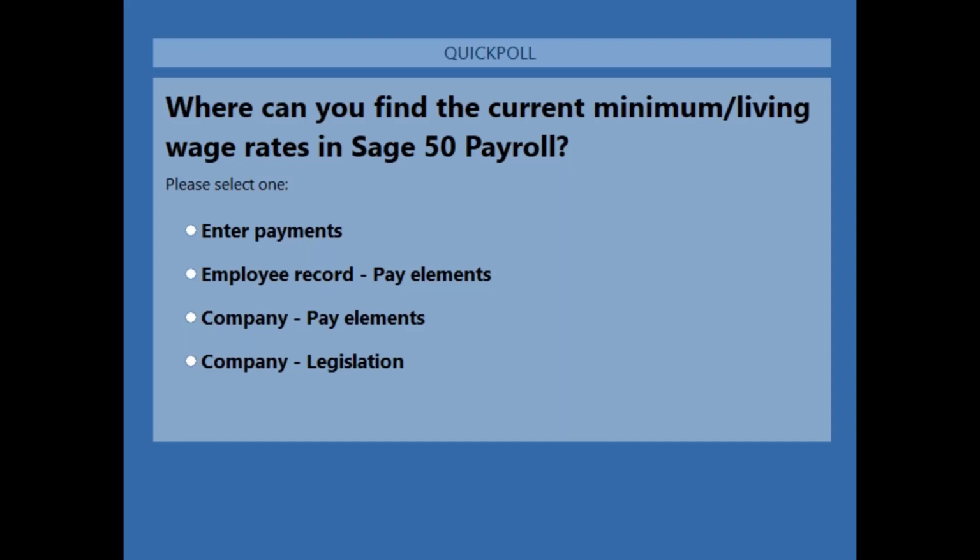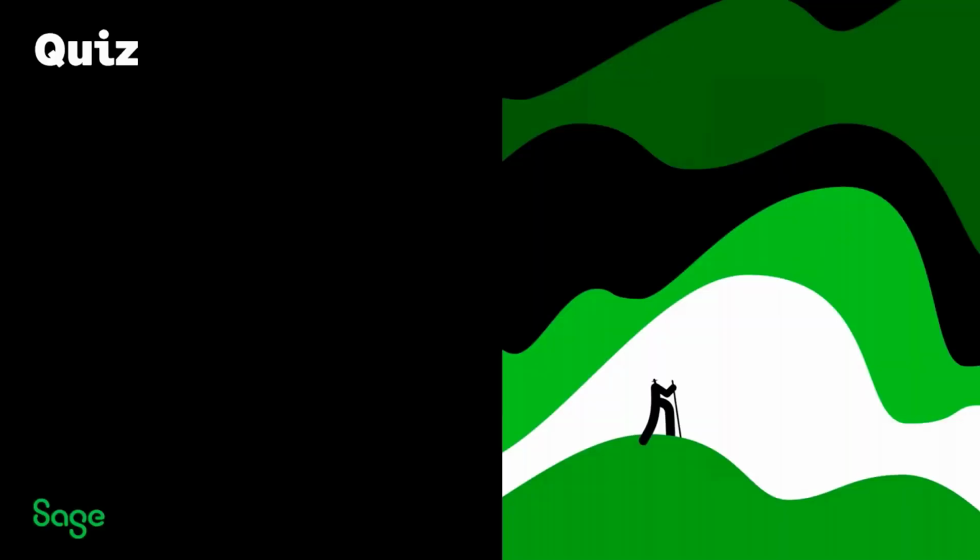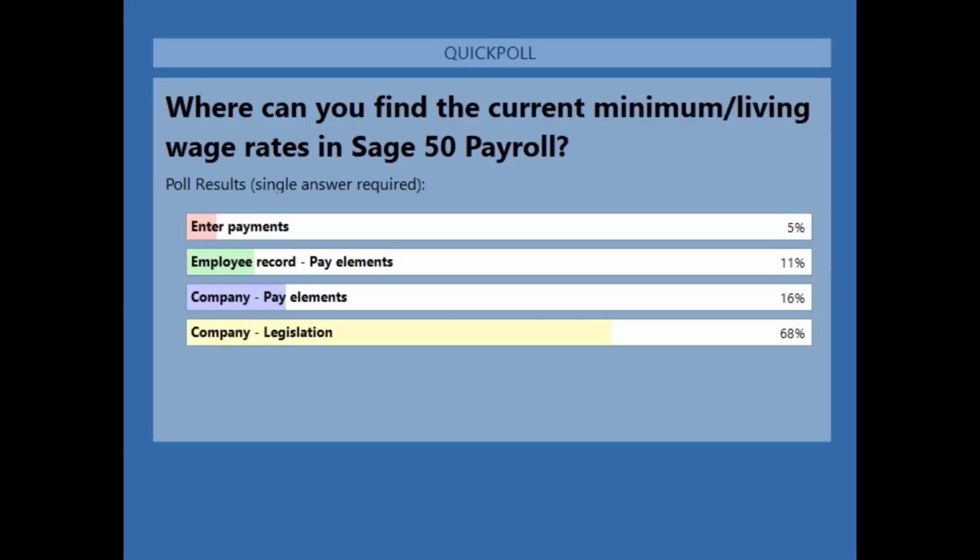Okay, so most of the votes are in, so we will have a look at the answers. We've got a majority going for company and then legislation, and that is where you will find the current minimum wage and living wage rates for all of the different bands. So well done to 68% who got that one right. Technically, those rates might be found in the employee records and the company pay elements if you've entered them yourself, as well as the enter payment screen. So partial credit, I guess, for those answers, but the one I was looking for was company and legislation.